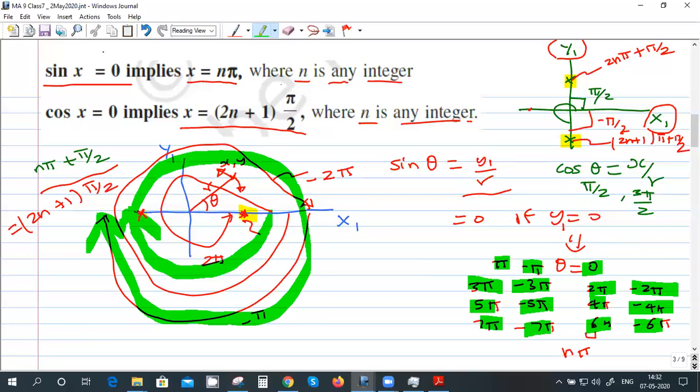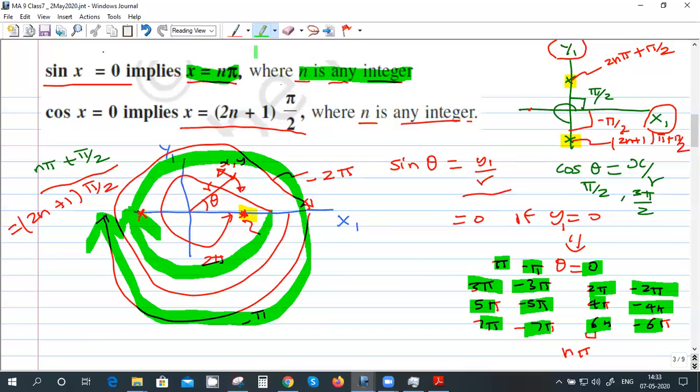If you combine all these things, I just have to say theta should be n pi, where n can be 0, 1, 2, 3, and also minus 1, minus 2, minus 3. So this is the general solution: x equal to n pi, where n is any integer. Got it, no? Yes, sir.